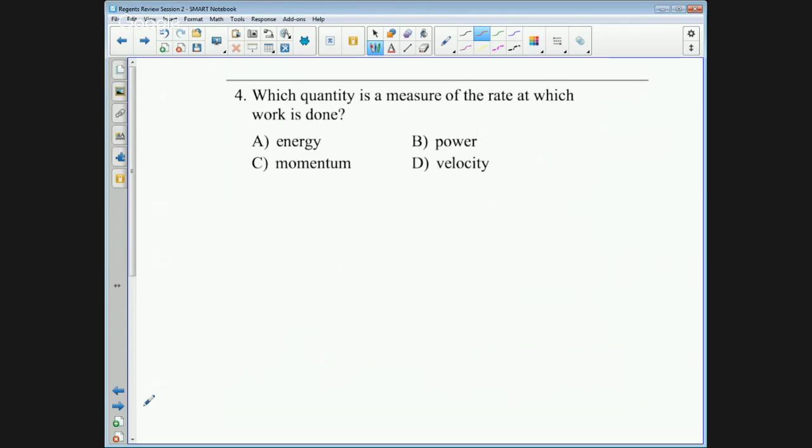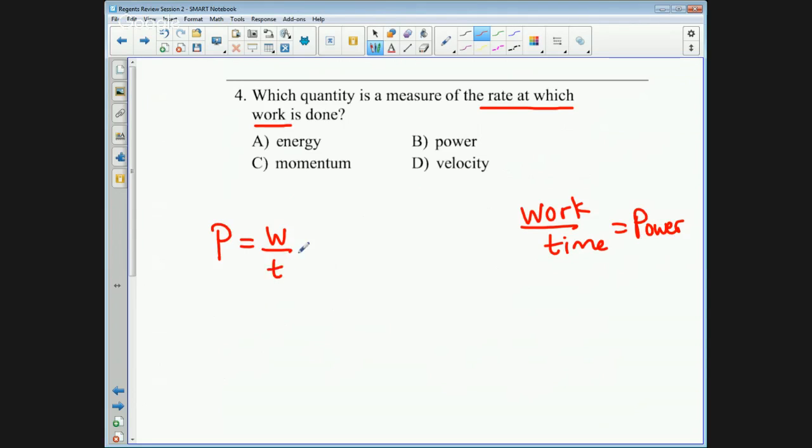For number 4, which quantity is a measure of the rate at which work is done? The rate at which work is done. Anytime you see rate, it means it's always something over time. So work over time actually equals power. This is a formula in your reference table. Power equals work over time. So the answer is B, the rate at which work is done.